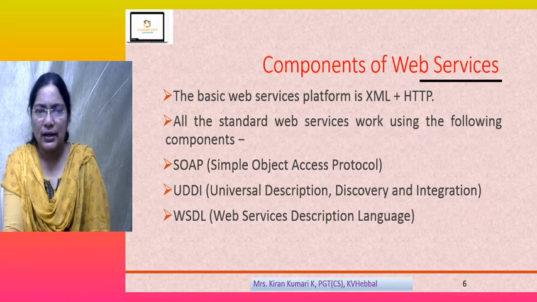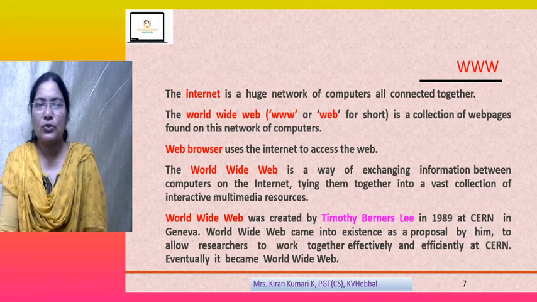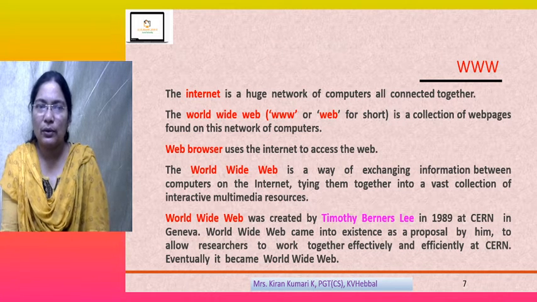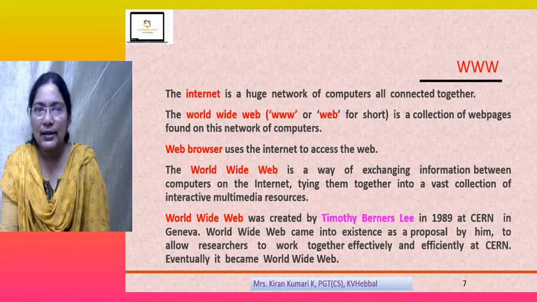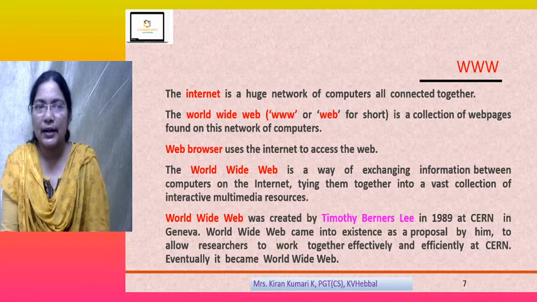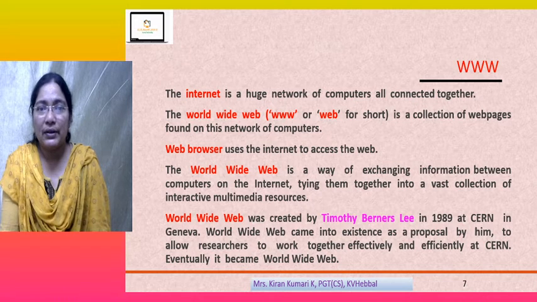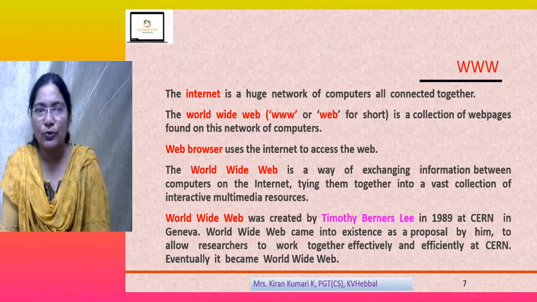Now let us go forth and see what is WWW. Most of us may be thinking that WWW is nothing but internet. Is it so? Actually internet is a huge network of computers all connected together. It is an interconnected collection of autonomous computers, autonomous systems, isn't it? But the World Wide Web, or the web for short, is a collection of web pages found on this network of computers. We use a web browser. What is a web browser? Is it a device? No, web browser is also a software, isn't it?